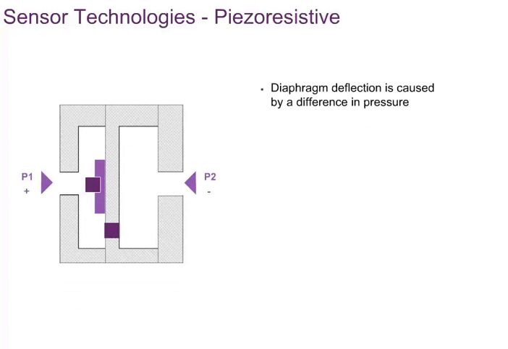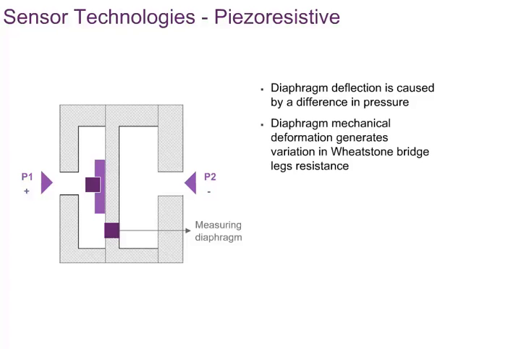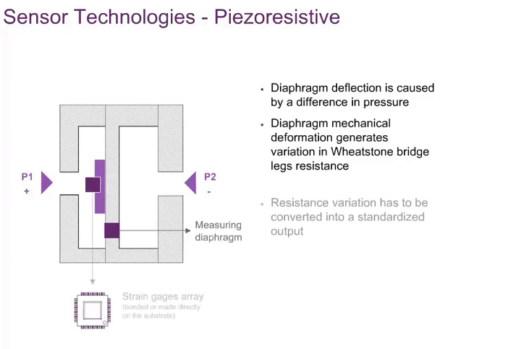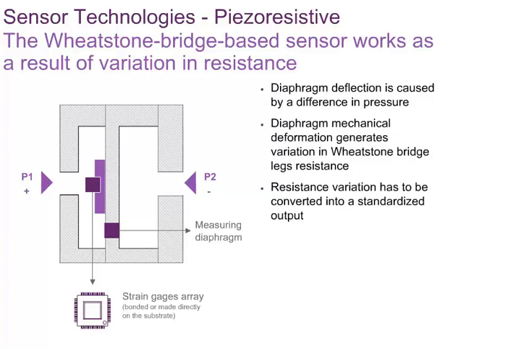A difference in pressure between the 2 sides of the silicon diaphragm produces the sensor diaphragm deflection. The Wheatstone bridge circuit on the diaphragm measures this deformation and generates a variation in resistance. This variation has to be converted into an electrical standardized output signal. The Wheatstone bridge-based sensor works as a result of variation in resistance.